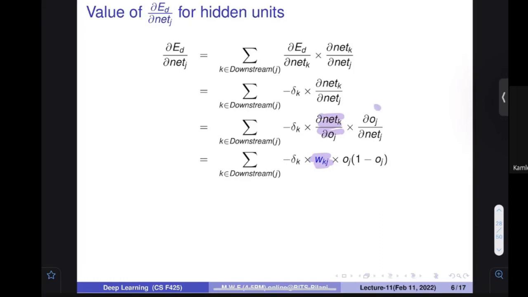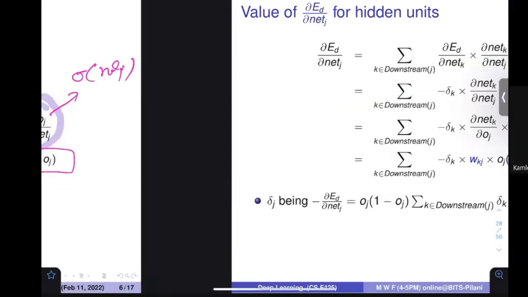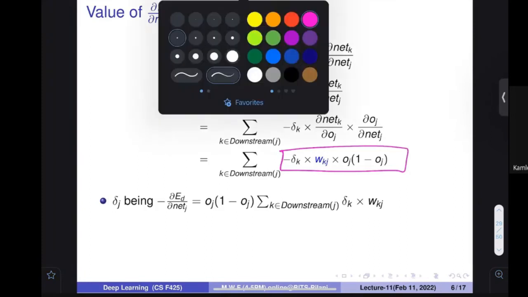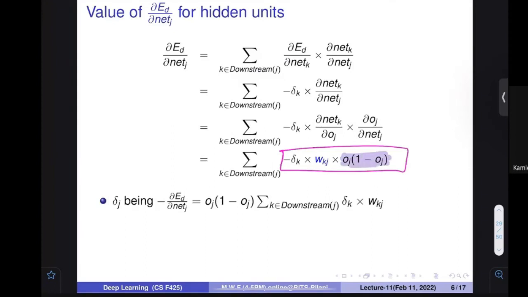Okay, oj upon net j, again the same kind of equation, this is a sigmoid of net j. Again, for this you know the derivative: oj times 1 minus oj. Now we got this equation, and we can put it in this way. Because there is a summation, and this summation does not involve this particular j part, you can take it out, because it is going to be the same for all these terms. So oj times 1 minus oj multiplied by the sum of delta k and w kj. So this is what the equation is.